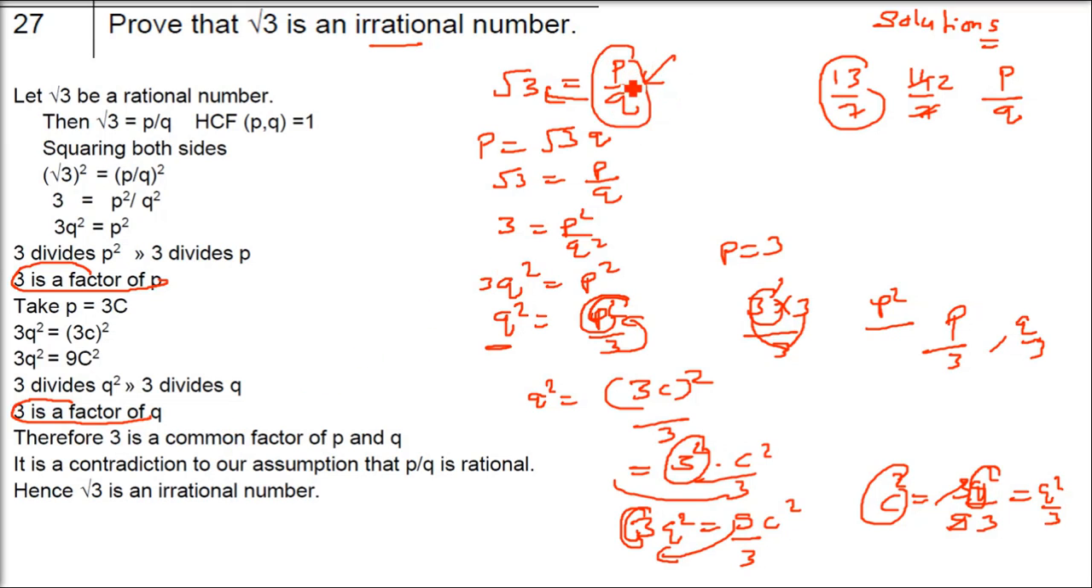We started by saying it's a rational number which is coprime, but we proved that it is not possible. 3 is a factor of both p and q. So our assumption is failing here, and we can say that our assumption was wrong. Root 3 is indeed an irrational number.